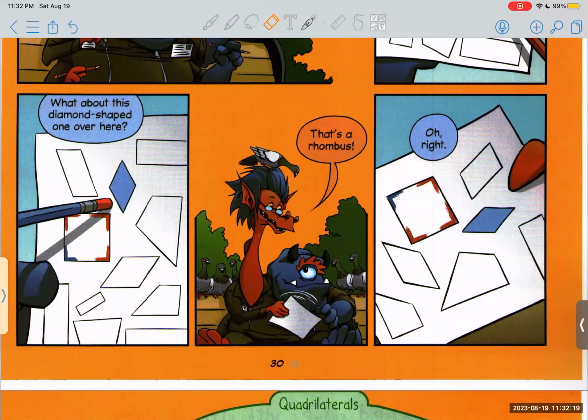What about this diamond shape one over here? That's a rhombus. All right. Because if we look right here, there's four equal sides. If you have a ruler beside you or anything, you can measure it. The sides are actually equal. So it's a rhombus.